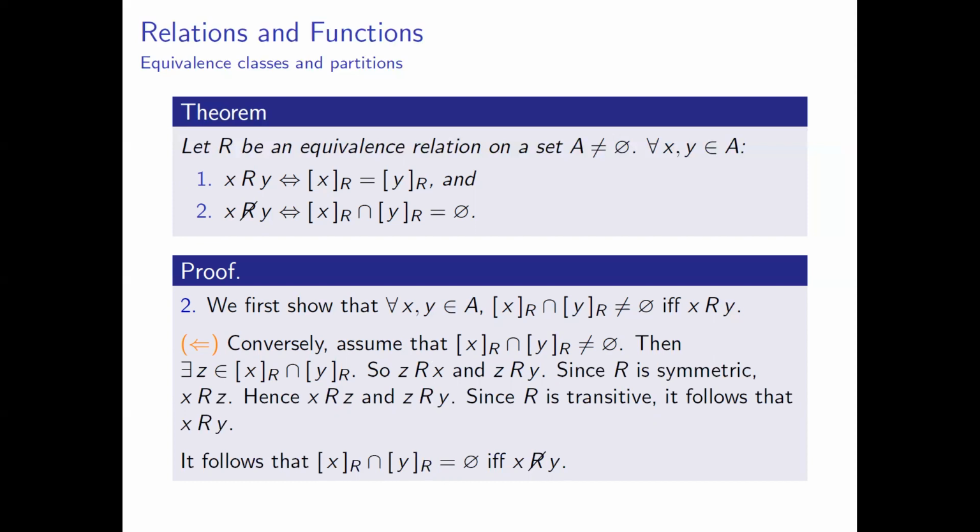It follows that the equivalence class of x and the equivalence class of y are disjoint if and only if x is not related to y. Thus, part 2 holds.